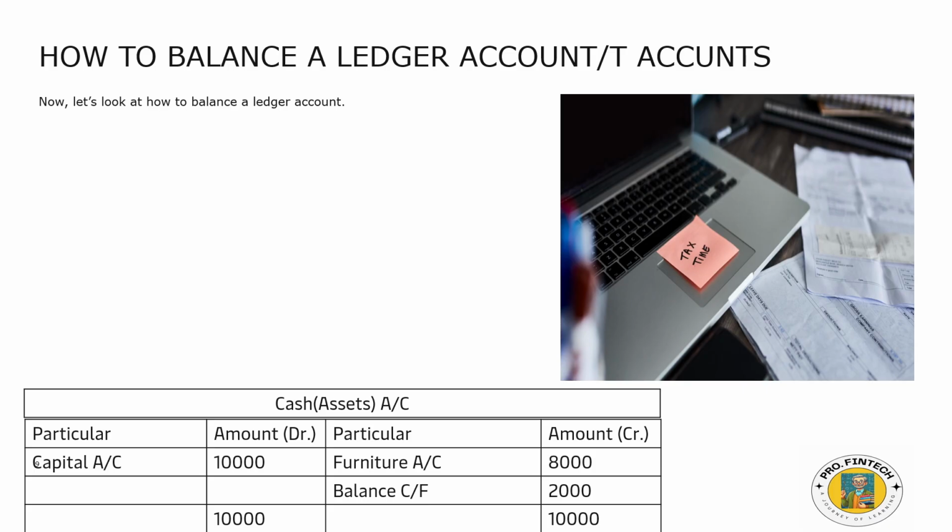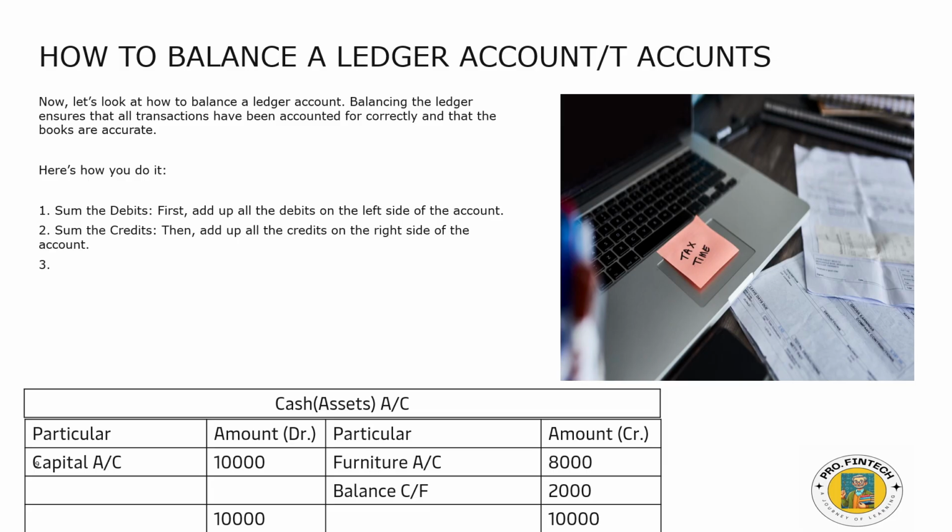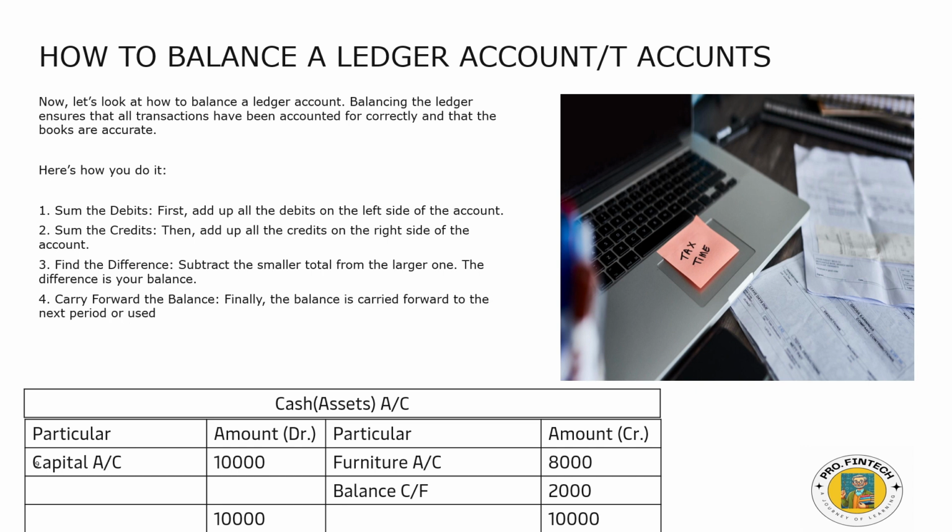Now let's look at how to balance a ledger account. Balancing the ledger ensures that all transactions have been accounted for correctly and the books are accurate. Here's how you do it. Sum the debits first: add up all the debits on the left side of the account. Sum the credits: add up all the credits on the right of the account. Find the difference: subtract the smaller total from the larger one, and the difference is your balance.